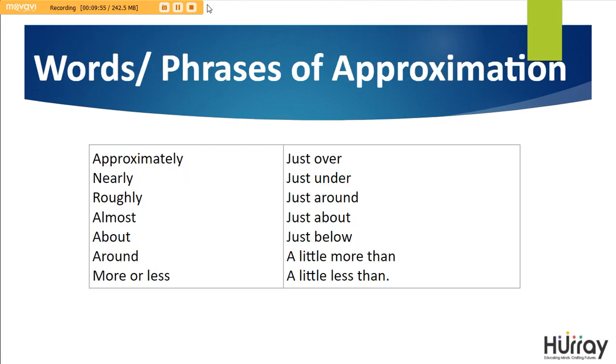Words or phrases of approximation that could be used when you are giving maybe not the exact figures are as follows. You could use the words approximately, nearly, roughly, almost, about, around, more or less, or just over, just under, just around, just about, just below, a little more than, a little less than.